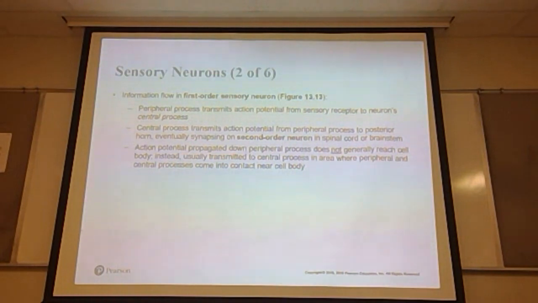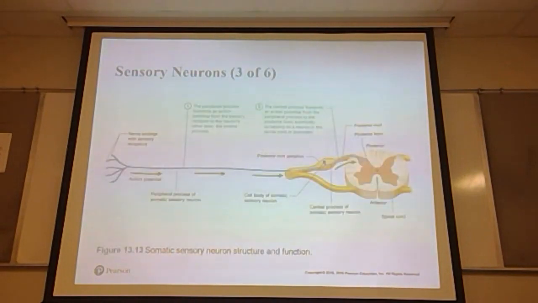The peripheral process transmits action potentials from the sensory neuron receptor to the neuron's central process. The central process then transmits the action potential from the peripheral process to the posterior horn, eventually synapsing on the second order neuron in the spinal cord or the brainstem. The action potential gets propagated down the peripheral process and doesn't generally reach the cell body. Instead, it's transmitted to the central process in the area where the peripheral and central processes come together in contact near the cell body.